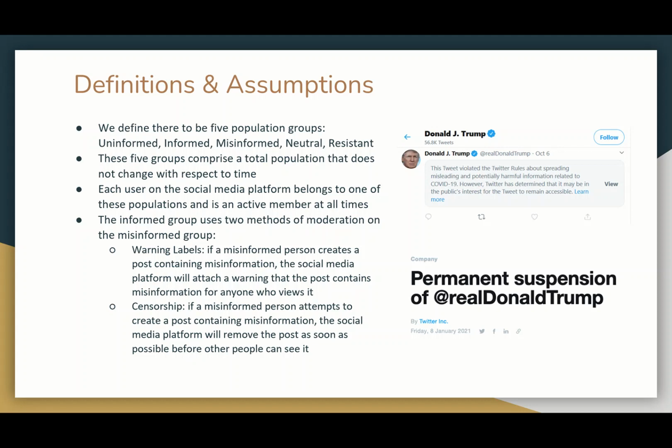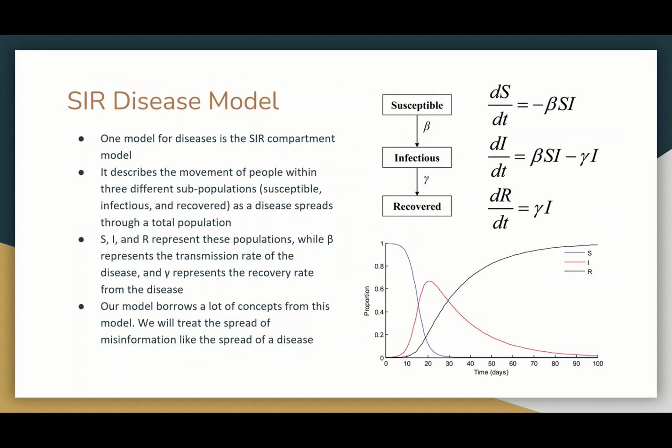We supposed two methods of moderation for the social media platform. One is warning labels. If a misinformed person creates a post, it will be tagged with the warning that this post contains misinformation. The other is censorship. If a misinformed person attempts to create a post containing misinformation, it will be removed almost immediately by the platform.